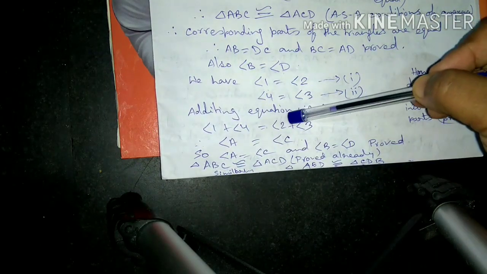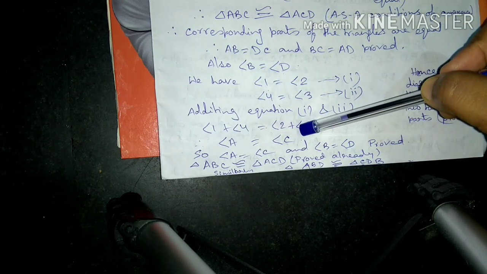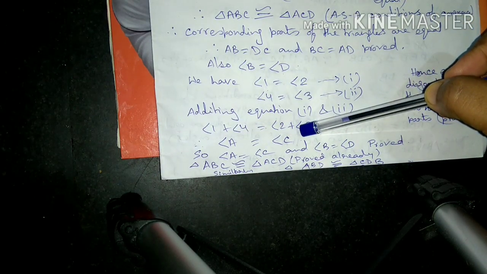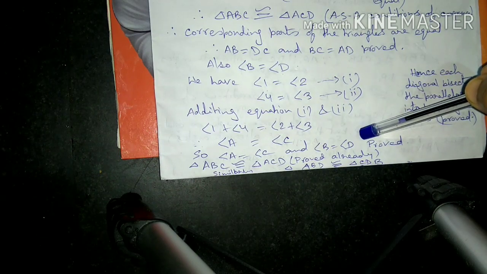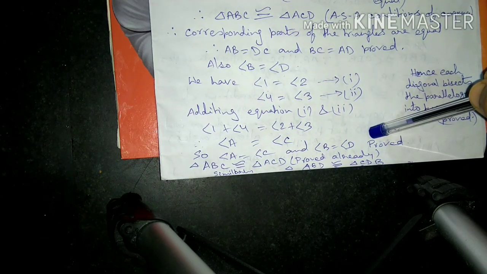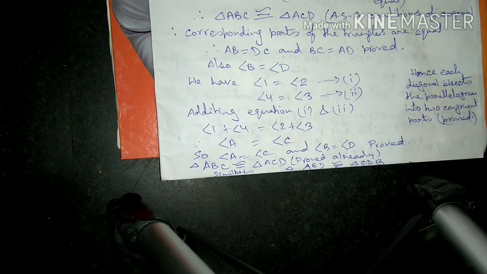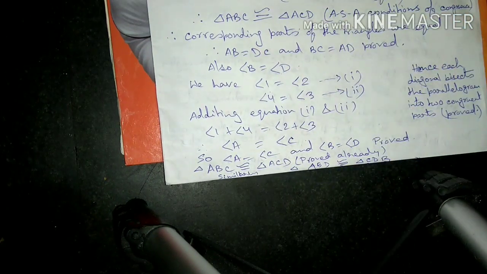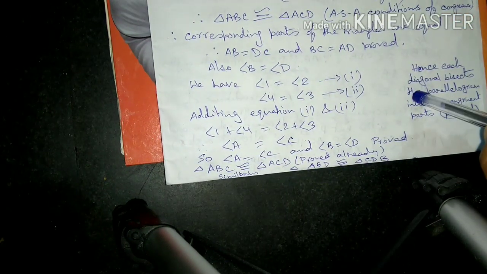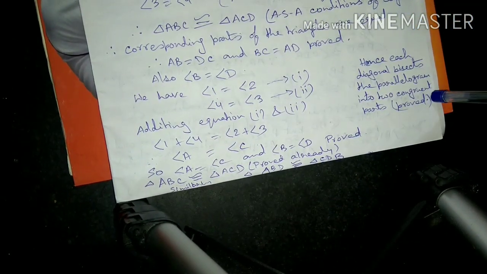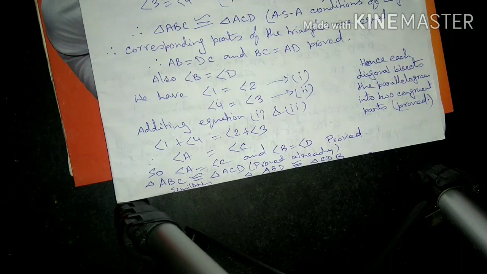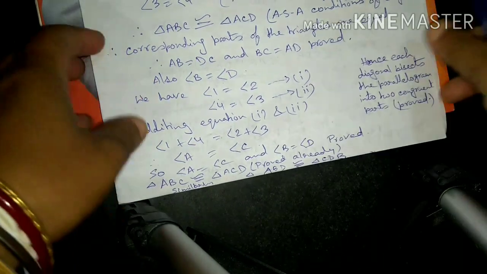So in that way angle A is equal to angle C, and similarly if we join B and D, then we will get angle B also is equal to angle D, and in the same way triangle ABD is congruent to triangle CDB. So all the things are true. Hence each diagonal bisects the parallelogram into two congruent parts. This is proved. Okay, this is theorem number 1.